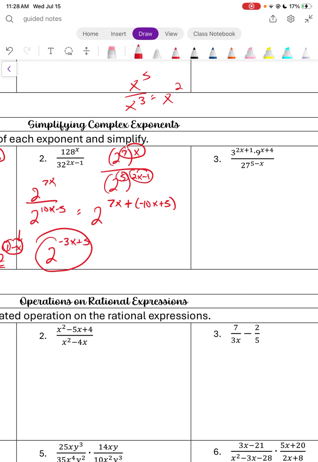Final answer. Now, just for fun, just showing you that if you wanted to put that answer on bottom, I don't know why you'd want to, but you can change a positive, again, to move it to the bottom. You could change it to a negative or opposite and write that as 2 to the 3x minus 5 on bottom. Either one of those answers would be fine.